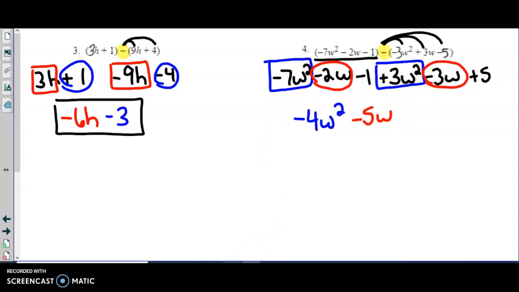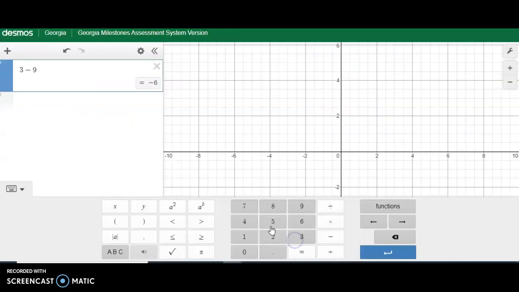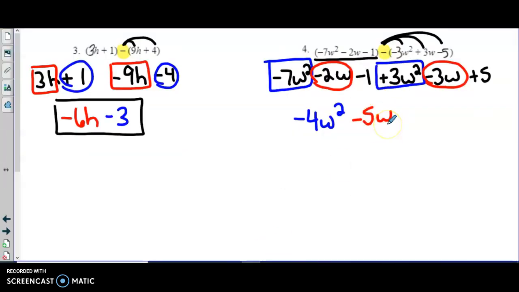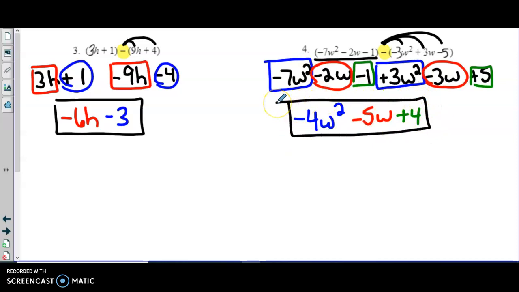And remember, I know I'm going through this quickly, but please remember you can always type in the numbers without the letters. So if you weren't sure, you could do -2 minus 3, and that tells you -5, and then you just put your letter back on it. And then we have a -1 and a +5, which is a +4. So that is our final answer. We can't combine it any further.